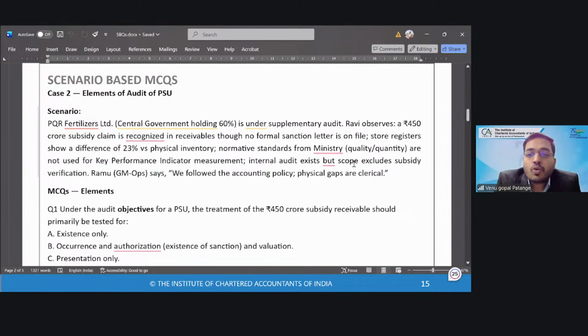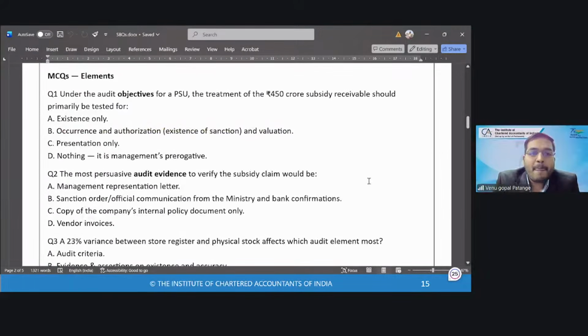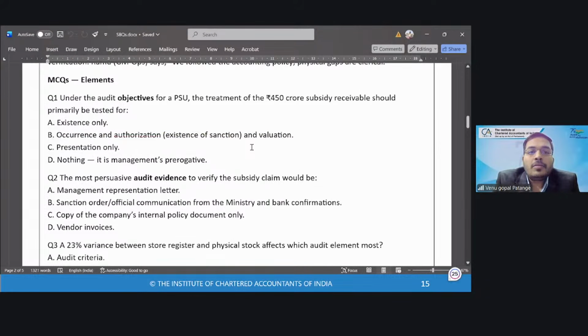Internal audit exists, but its scope excludes subsidy verification. So now Ramu, who is management, says we followed the accounting policy, and physical gaps are clerical. Under the audit objectives for a PSU, the treatment of the 450 crore subsidy receivable should primarily be tested for what? Why would you test it? Is it for existence? Is it for occurrence and authorization? Is it for presentation? Is it for nothing? So it's for occurrence and authorization.